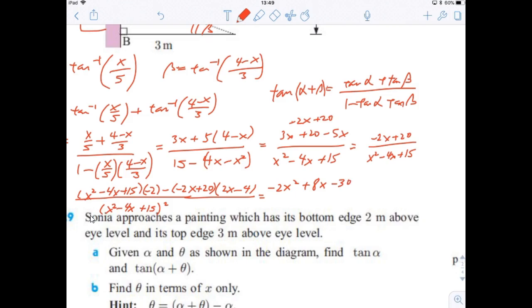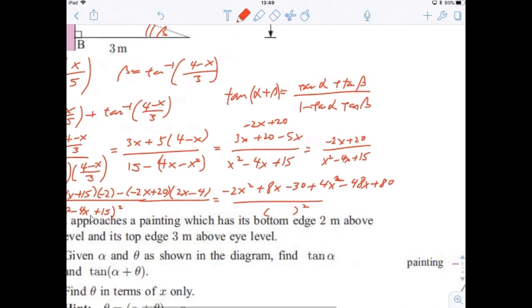And then, like here, we would have plus 4x squared. The middle term would be 40x and 8x, which would be 48x minus 48x. 20 times minus 4 is negative 80 plus 80. Okay, and the bottom would be what it was before.